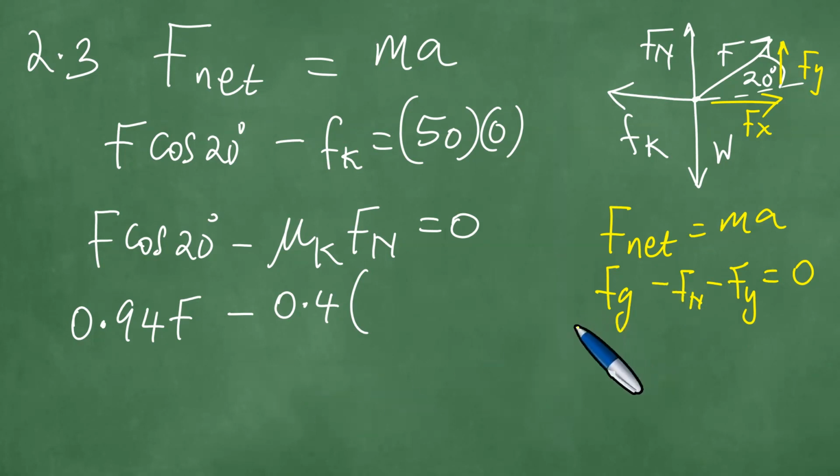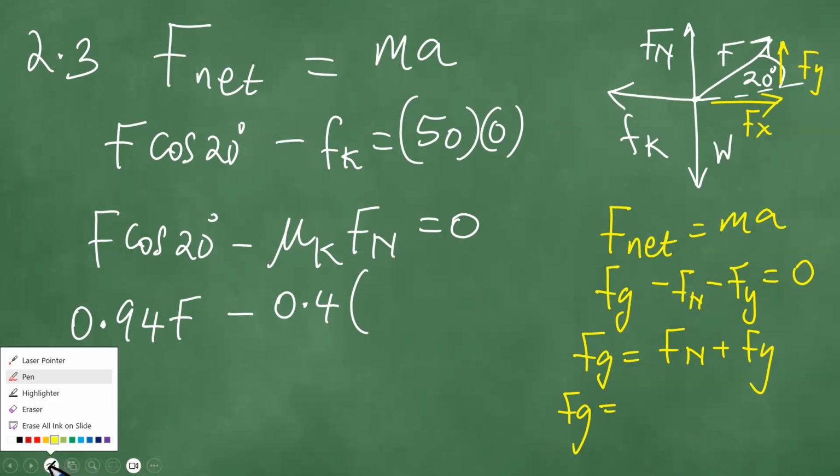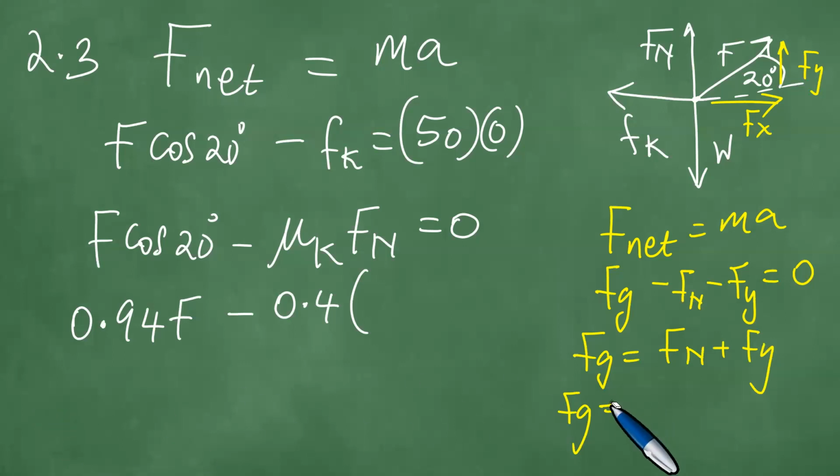Right. So, which means therefore the force of gravity, the gravitational force, is the same as Fn plus Fy. So we continue. Right, so that is Fg there. So let's find this. So what is this and what do we do here?